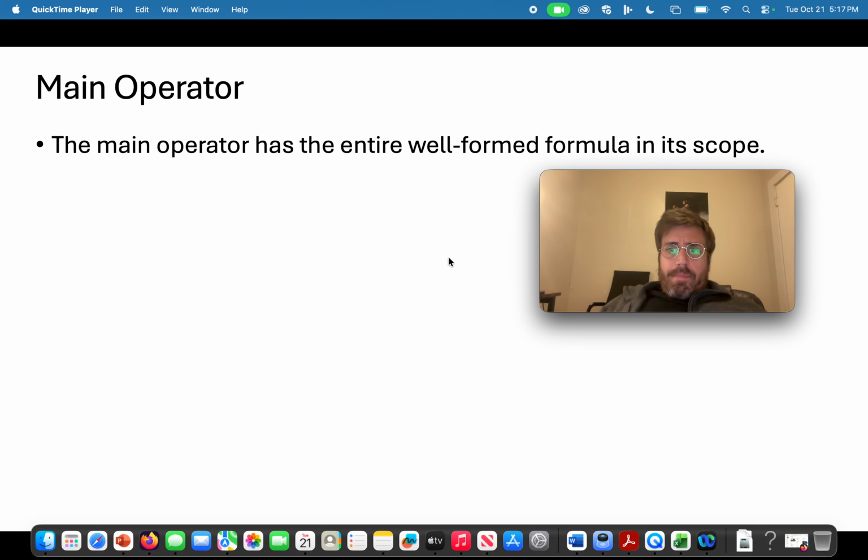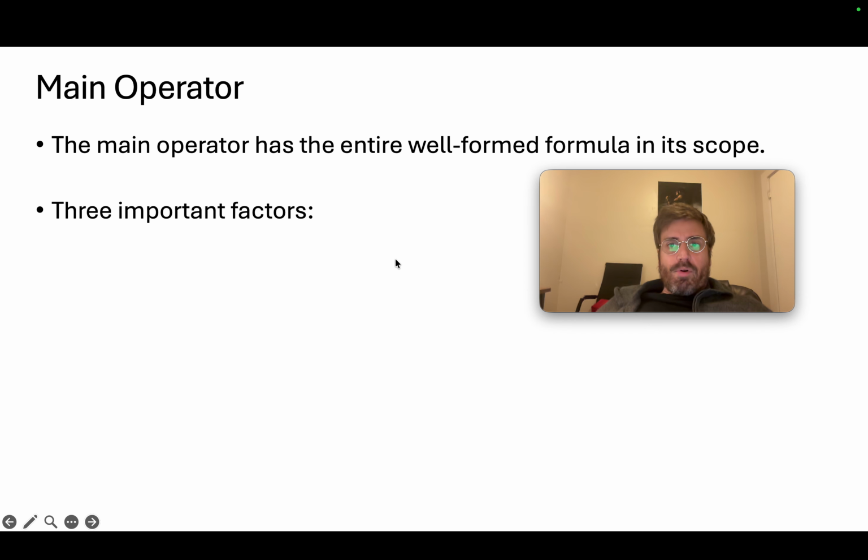So by now we should be pretty well acquainted with the meaning of those operators, but in this video I want to look further at how we can translate complex sentences, and the way we do that is by coming to an understanding of the main operator. So the main operator has the entire well-formed formula in its scope. And there's a couple of factors to bear in mind when considering the main operator in any complex sentence.